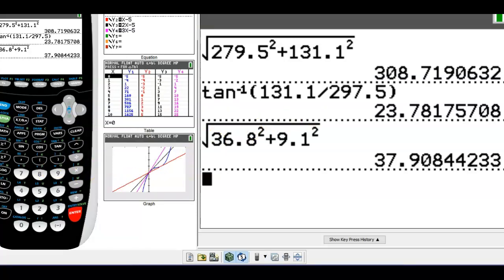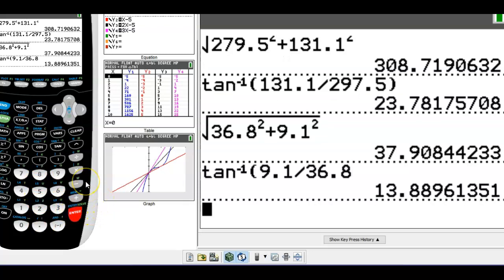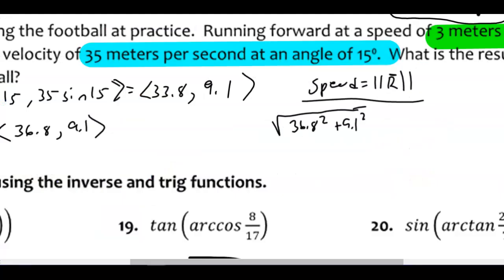Tangent inverse, since I'm on the screen, tangent inverse of y, which is 9.1, divided by 36.8. And the reason I'm doing that is just so I don't have to redo it. 13.9. All right, so let's go back to our screen. We got our magnitude right there, and we got our directed angle.